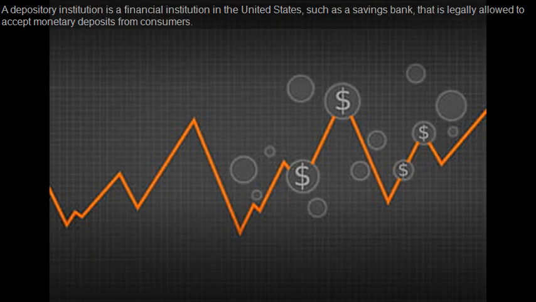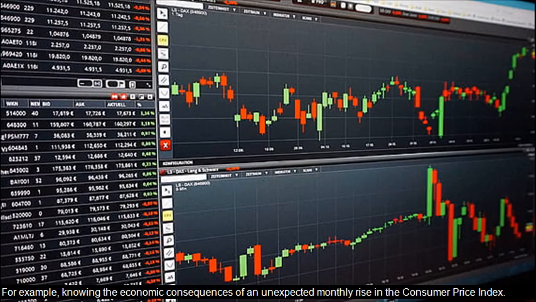A depository institution is a financial institution in the United States, such as a savings bank, that is legally allowed to accept monetary deposits from consumers. For example, knowing the economic consequences of an unexpected monthly rise in the consumer price index.